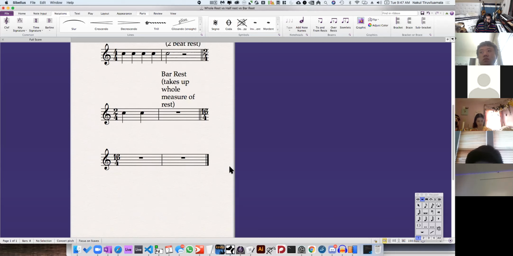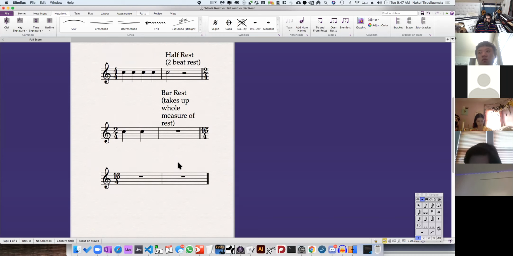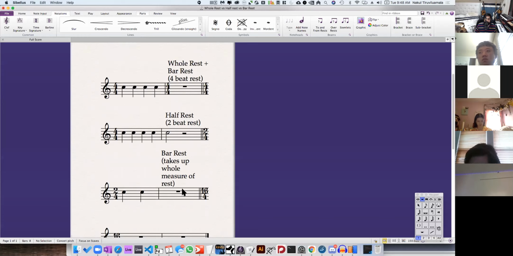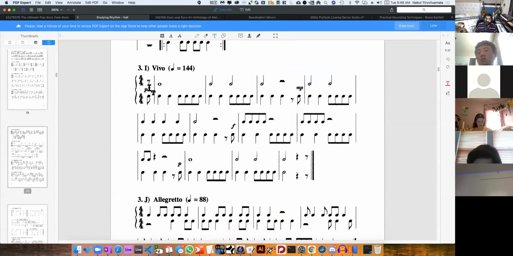So there's no right or wrong way of doing it, but just be aware that when you see this, it's a whole rest. You have to be careful because it depends on the context whether or not it's 4 beats, greater or less. It depends on the time signature. So something to keep in mind.